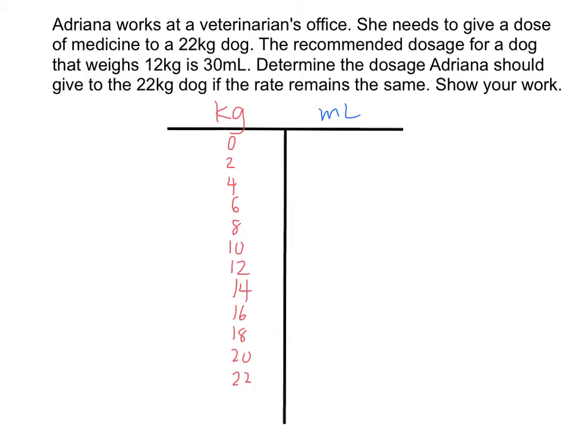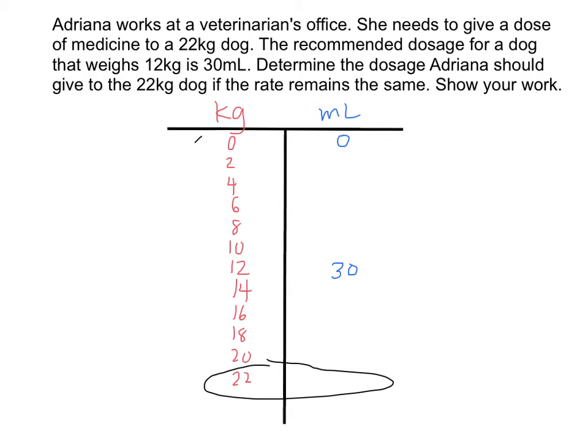Don't forget to fill in the information that we already know. We know that a 0-kilogram dog needs 0 milliliters, and we know that a 12-kilogram dog needs 30 milliliters. We need to find how many milliliters a 22-kilogram dog needs. So let's figure out how we can fill in this table. Well, let's start with the information that we know.